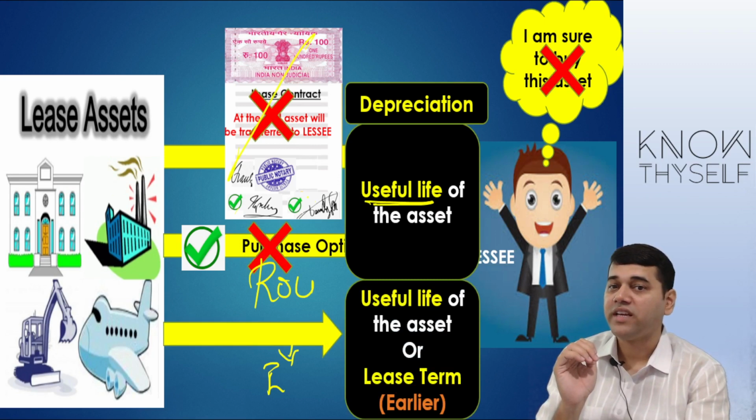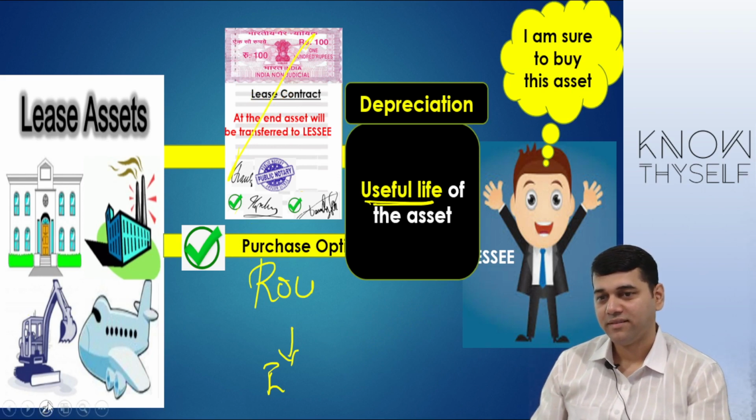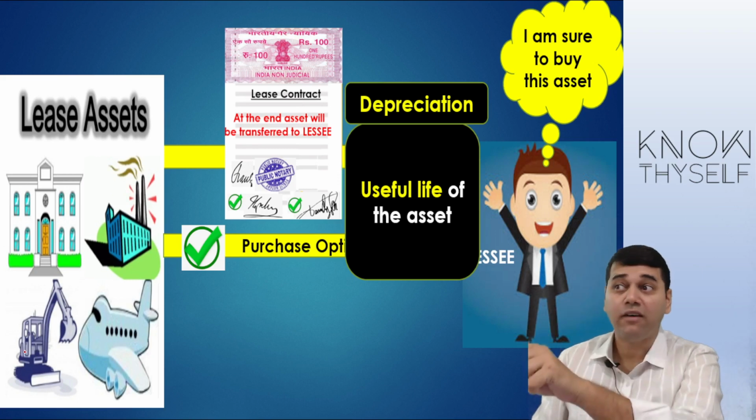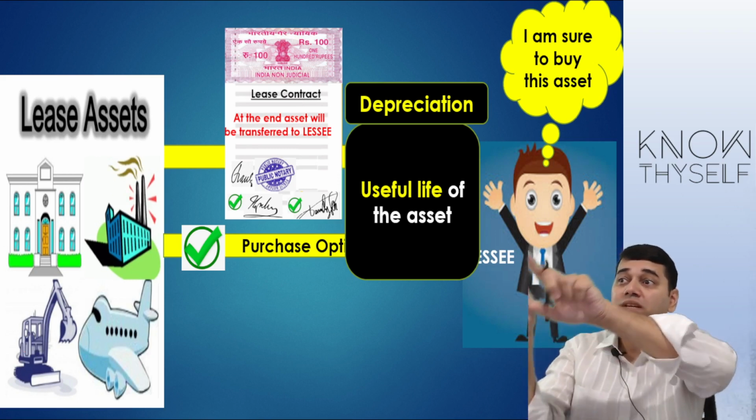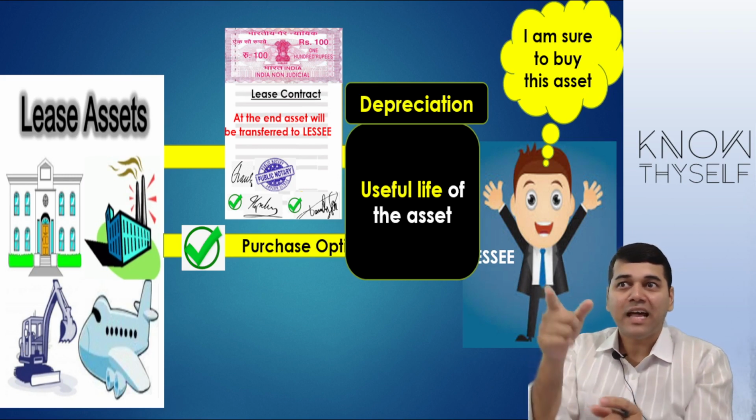Nothing, this clause is not there. Purchase option is not there. Then, in that case, after the lease term, lease liability will expire. Lease liability will expire. I still have ROU asset. I will transfer that ROU asset to the concerned PPE, whatever balance is there. It is an ROU asset, no, meaningless.